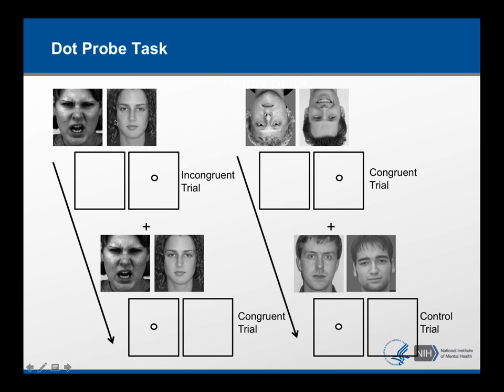And after seeing that for a brief period of time, one of the faces will be replaced with a single dot, and the subject's job is to just respond whether that dot appears on the left or the right. If the dot appears behind the neutral face, we call it an incongruent trial, and if the dot appears behind the emotional face, we call it a congruent trial. And we have some interspersed faces that are upside down just to add a little more cognitive load in the emotional processing. And then we also have control trials where both faces are neutral.